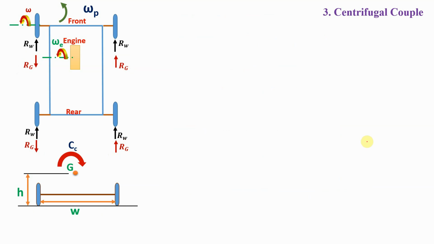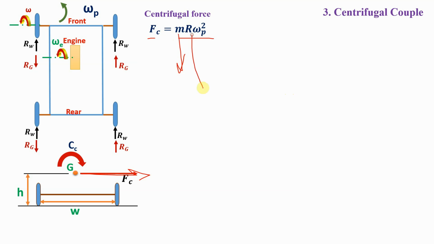The last one is the reaction due to centrifugal couple. When we take the left turn, centrifugal force will act at Cg towards the right. The magnitude of that centrifugal force is equal to mR omega square, where omega is the speed with which the vehicle is taking a left turn, that is omega p, the precession angular velocity. So m is the mass of the vehicle, capital R is the turning radius, and omega p is the angular speed with which the vehicle is taking a turn. So Fc is equal to mR omega p square.